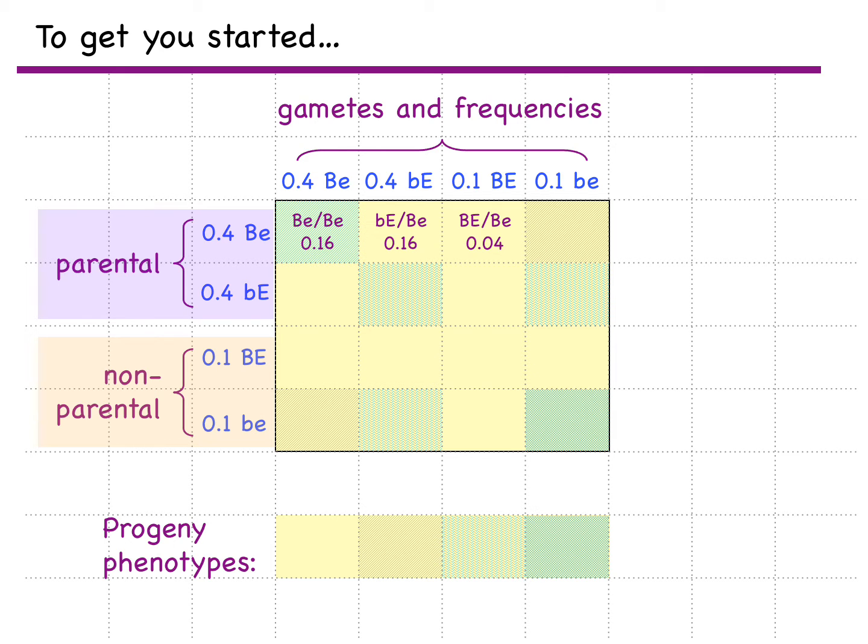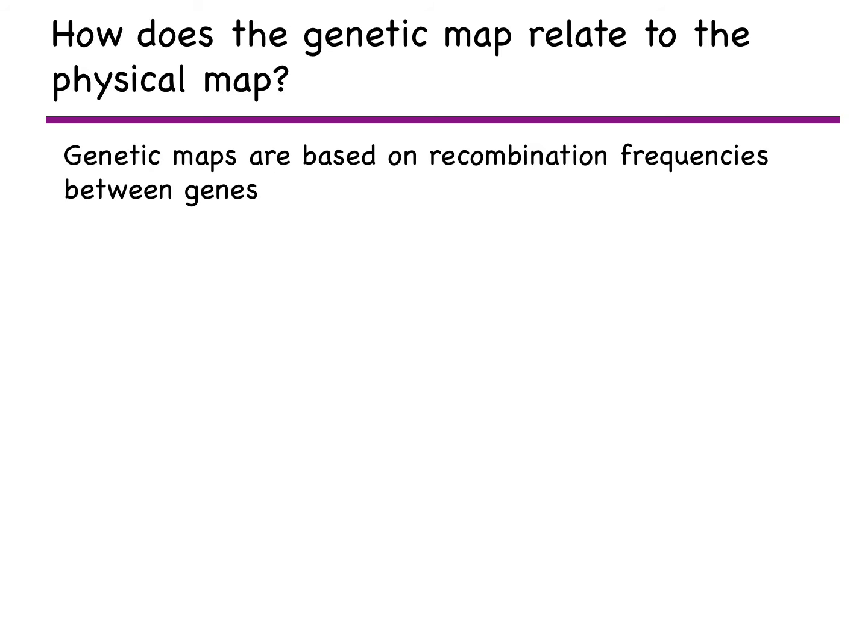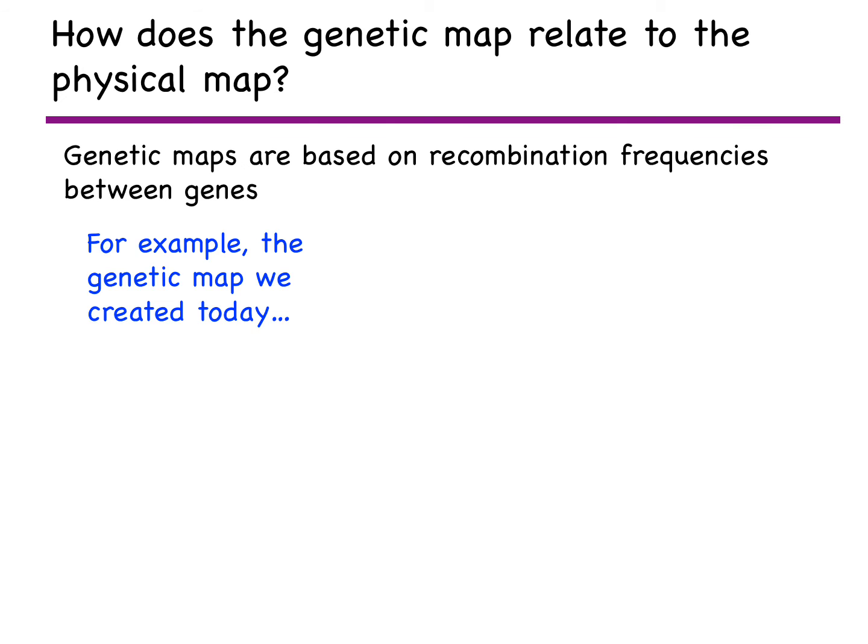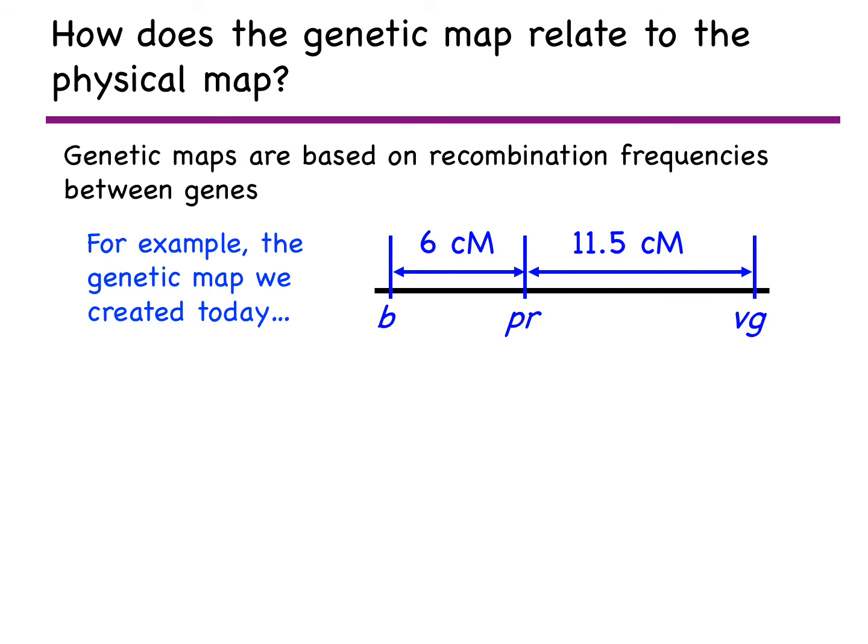Okay, so how does the genetic map relate to the physical map? As I've been talking about up to now, genetic maps are based on recombination frequencies between genes. So for example, the genetic map we created today is placing the genes in a linear order along the chromosome, and the distance we're spacing these genes apart is just based on the frequency of recombination that occurs between the genes.